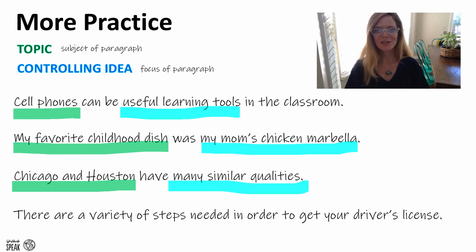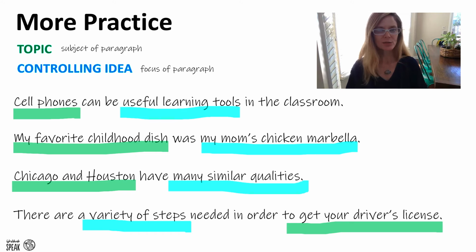All right, so let's take a look at this last one. There are a variety of steps needed in order to get your driver's license. So what's our topic here? What's the subject we're talking about? Well, the subject is getting your driver's license. Now, there are many things involved in that. And so how did we control this paragraph? How do we know what this paragraph is about?